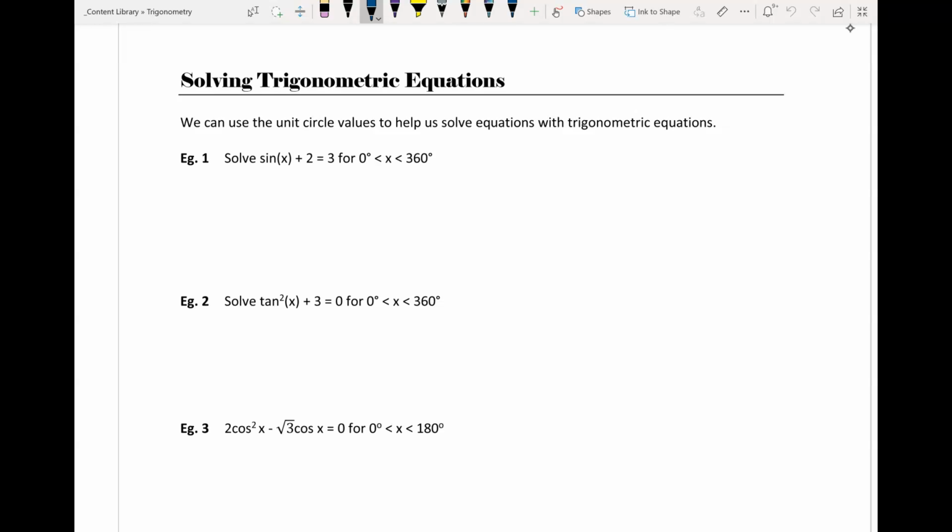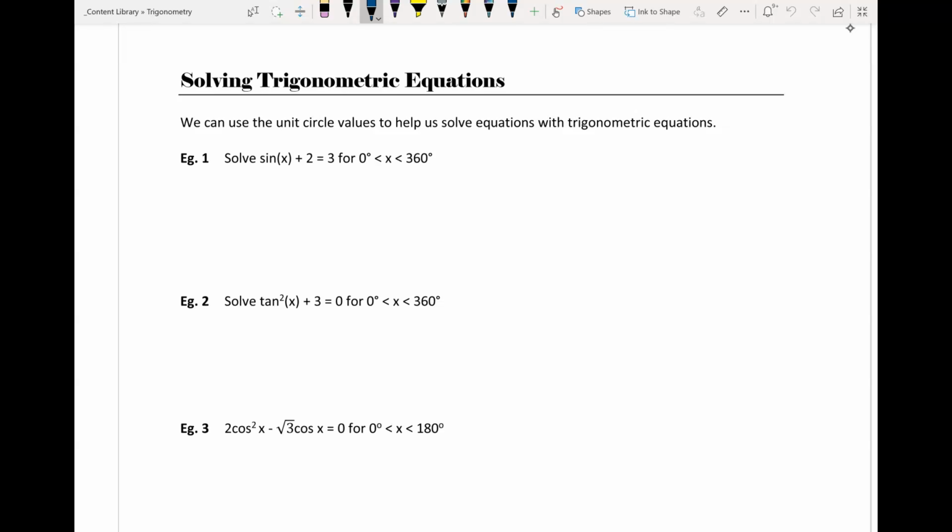Welcome to our next lesson on solving trig equations. So in the previous lessons, we were trying to remember the values of the unit circle and trying to remember them in different ways. Now we're going to apply that to solve actual equations.